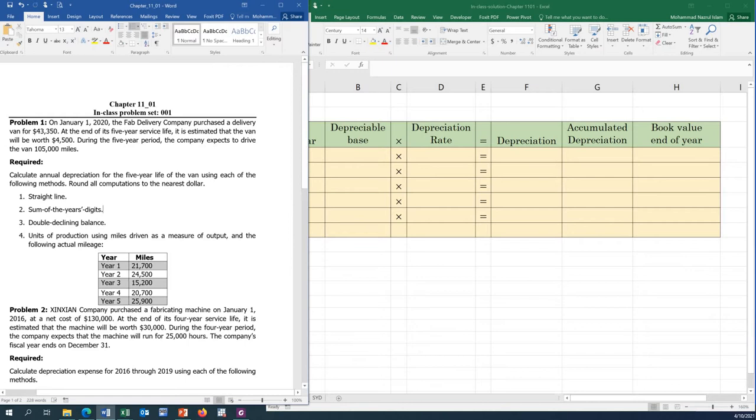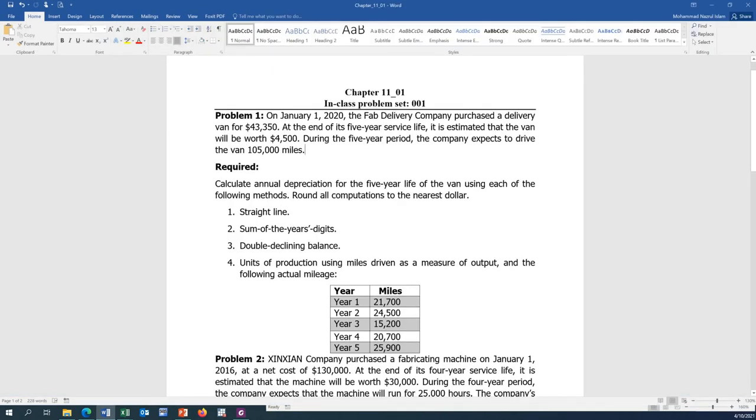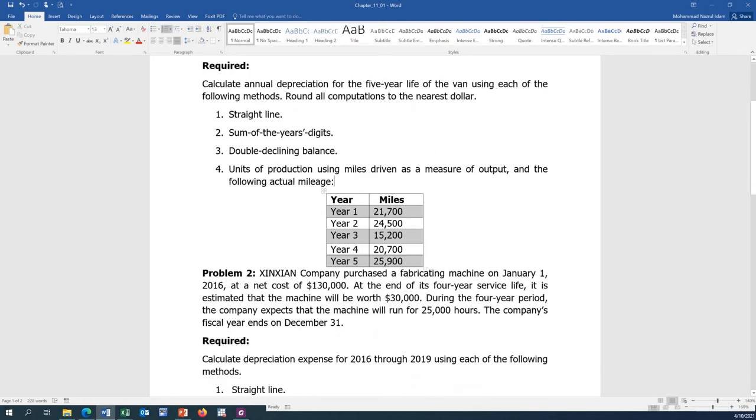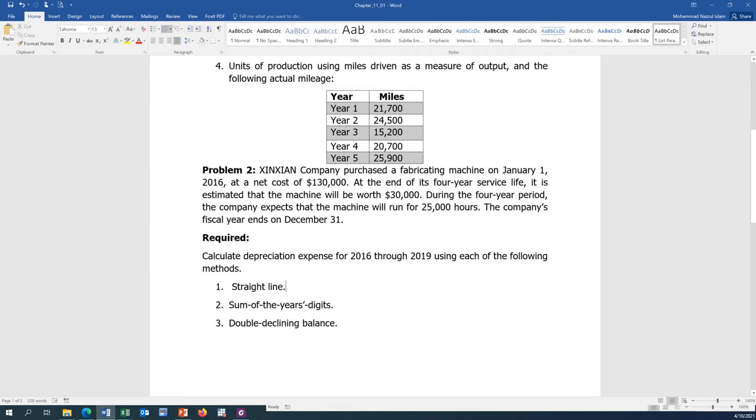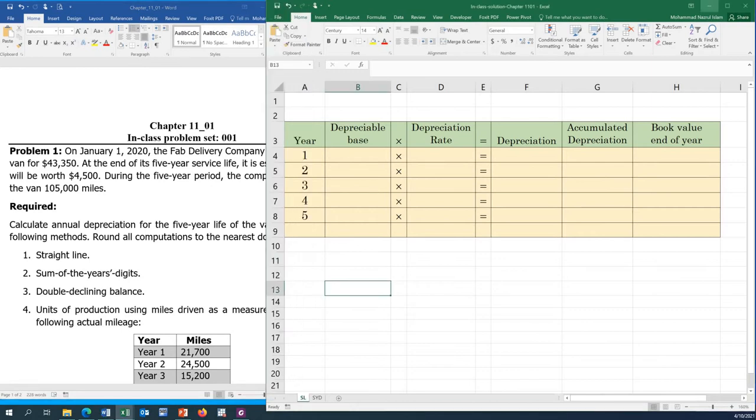So here's the problem set. This is problem set 1. We have two problems. This one I will solve, and this one is for your practice. Okay, now let's go to the problem. I have already created the Excel template.